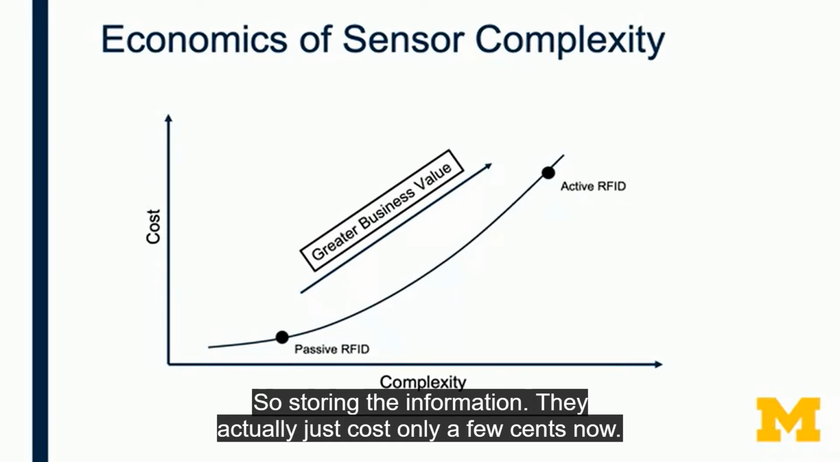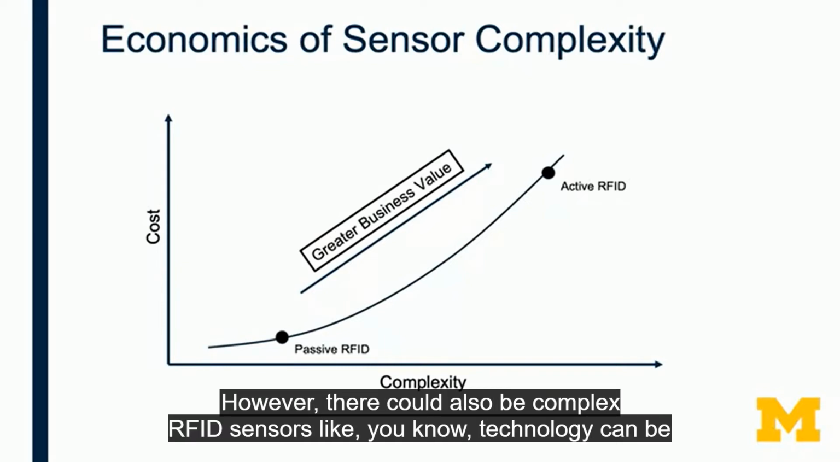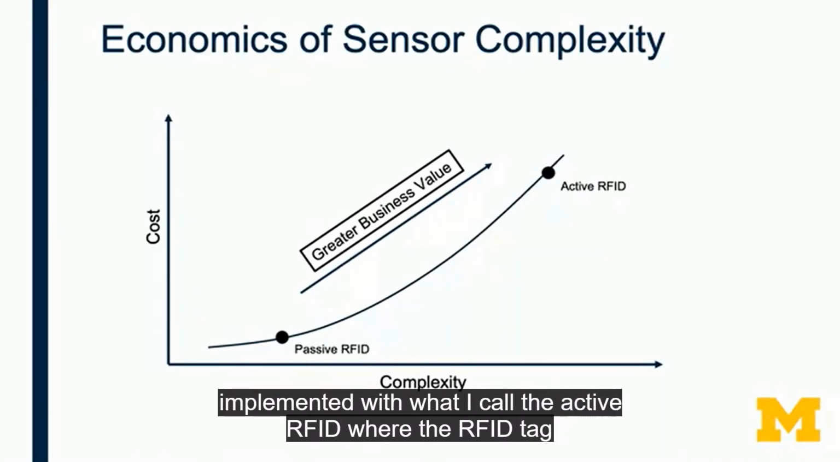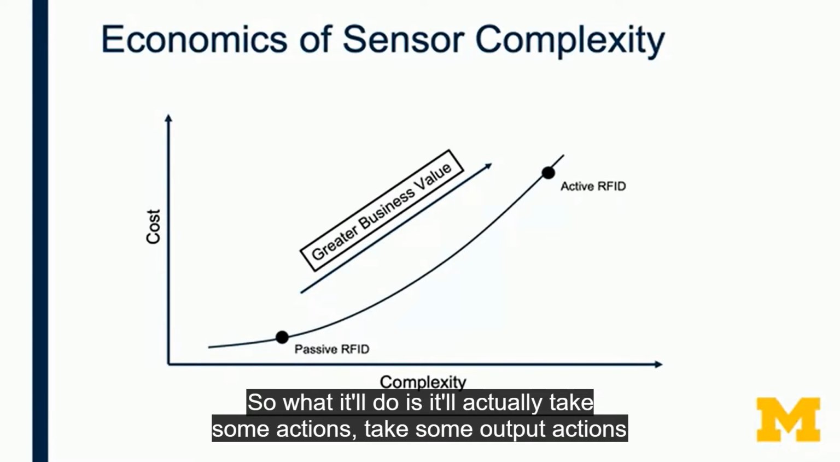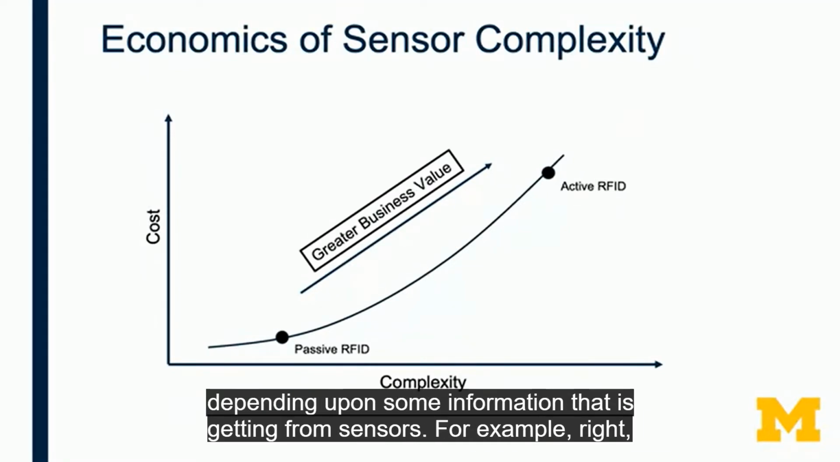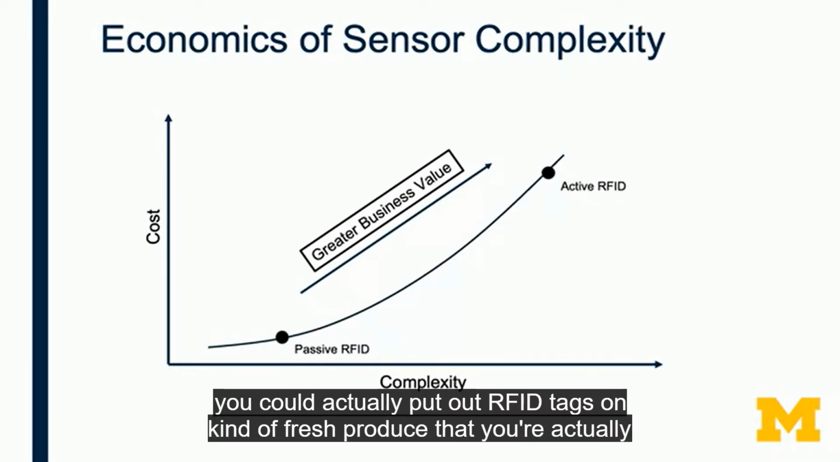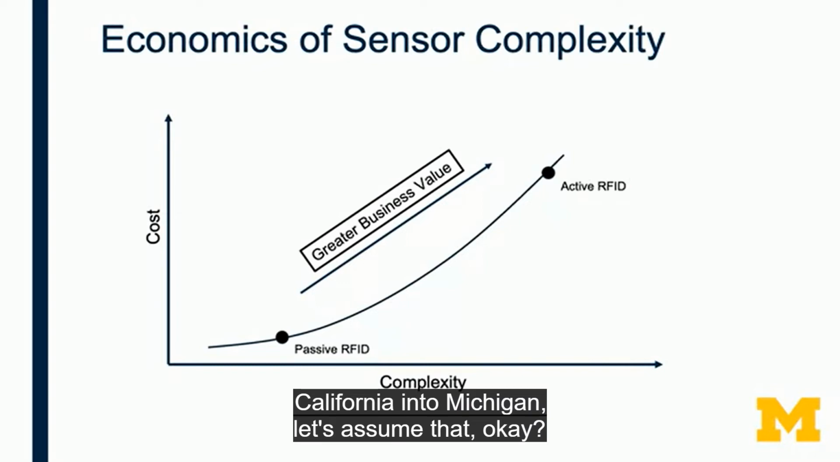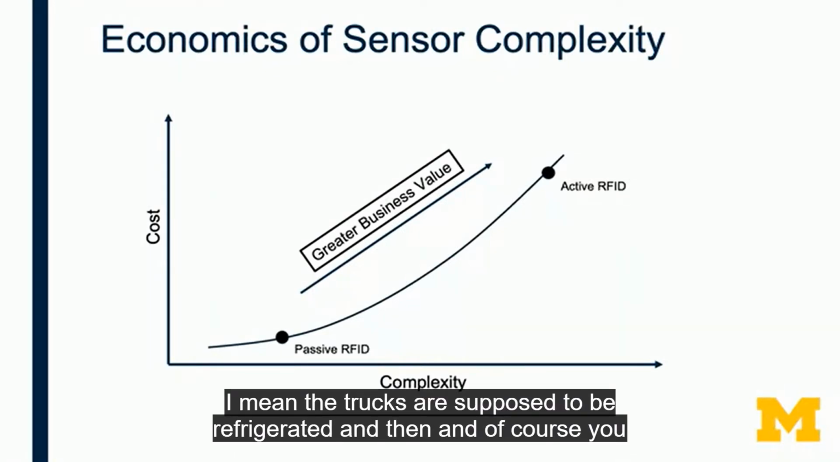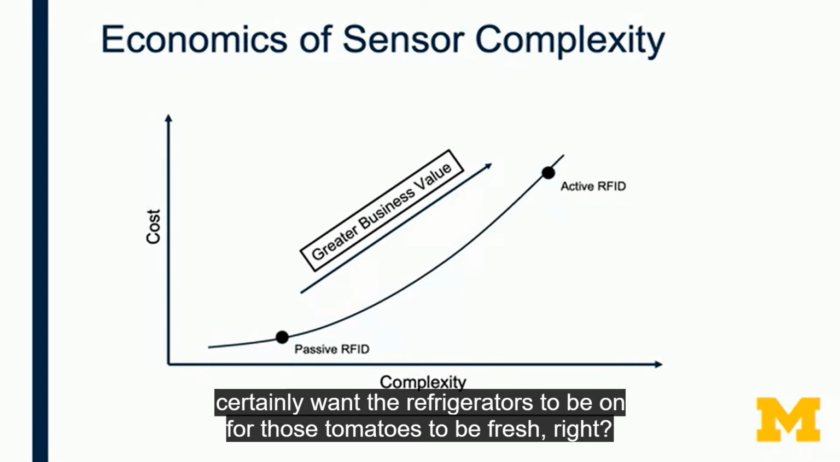However, there could also be complex RFID sensors, where the technology can be implemented with what I call active RFID, where the RFID tag itself will have a chip and will have some logic in it. So it will actually take some output actions, depending upon some information that it is getting from sensors. For example, you could put RFID tags in fresh produce that you're shipping, say from California. You're shipping tomatoes from California into Michigan. Let's assume that, okay? As they are traveling by road in trucks, the trucks are supposed to be refrigerated, and of course you certainly want the refrigerator to be on for those tomatoes to be fresh, right?